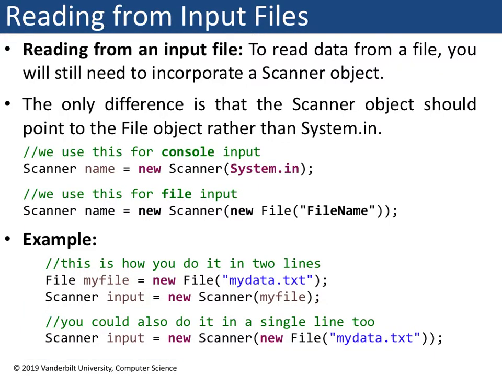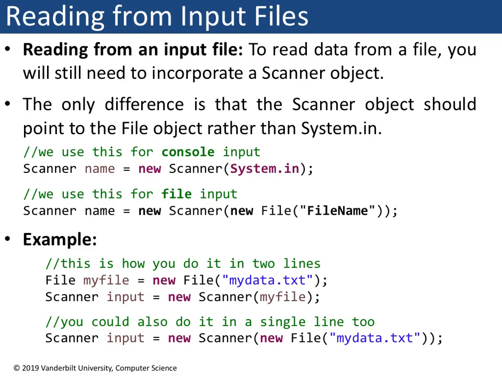But to be able to read the data of the file in as input to the program, just declaring a file object is not enough. We need to go one step further. So we also need to declare a scanner object that will look at that file object and use it as a source of input. So just as we use the scanner to look at System.in, the input stream, we will use a scanner object to point to the file object that we have created.